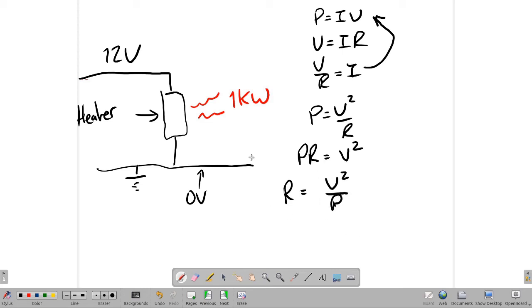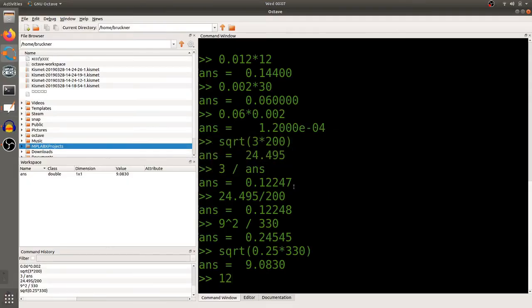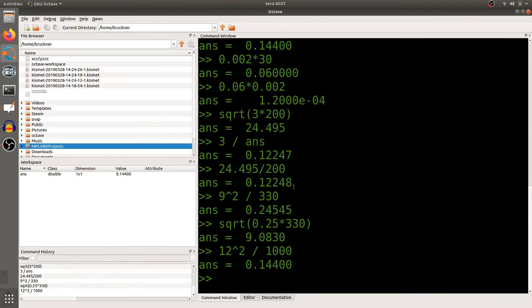Once we know that, we can put this in the calculator. So we've got 12 squared divided by 1,000, and that gives us our resistance. 0.144 ohm.